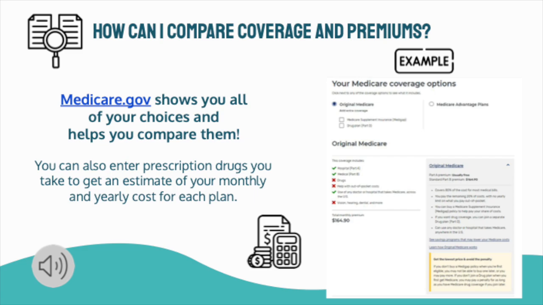When it comes to comparing coverage and premiums, there are several options. Because of this, it can be difficult to decide which one would be best for you. Medicare.gov shows you all your choices and can assist you in comparing them. You can also enter the current prescription medications you're taking to receive an estimate of your monthly and yearly cost for each plan. On the right side of the slide, you'll see an example of one of these comparisons, so you can see how the website breaks down coverage and costs.